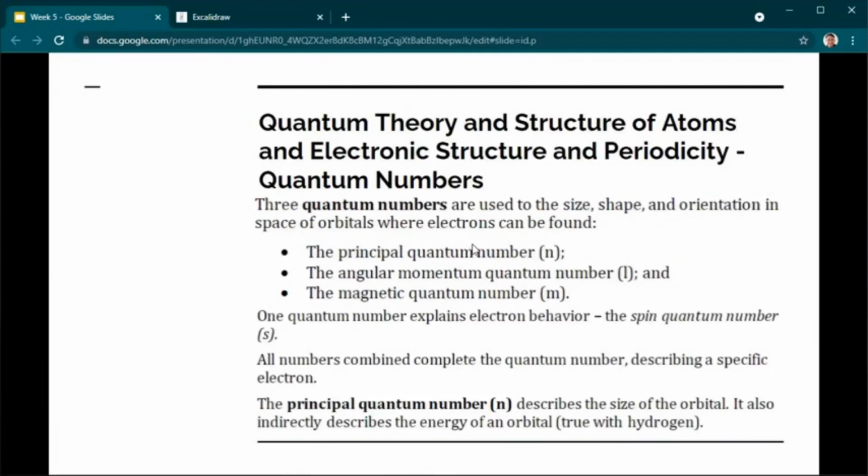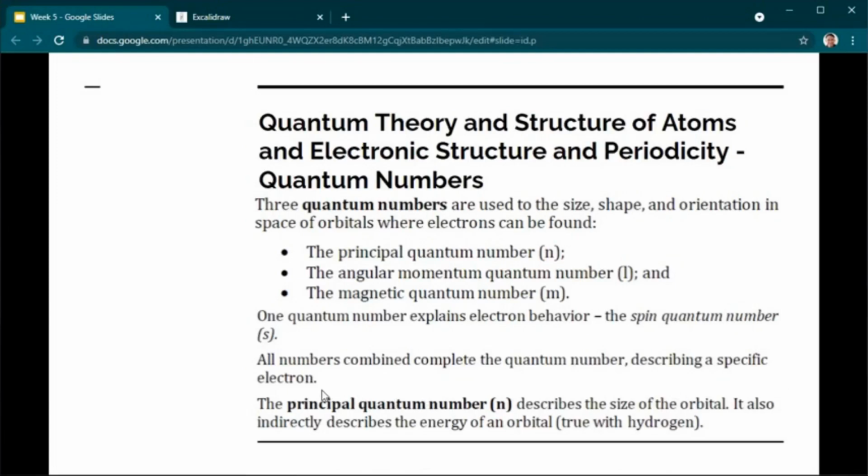So three quantum numbers are used to describe the size, shape, and orientation in space of orbitals where electrons can be found. So first we have the principal quantum number, which we have discussed earlier, the angular momentum quantum number, and the magnetic quantum number. So the principal quantum number N, angular momentum L, magnetic M. Okay. So one quantum number explains electron behavior, which is the spin quantum number denoted by S. All numbers combined complete the quantum number describing a specific electron.